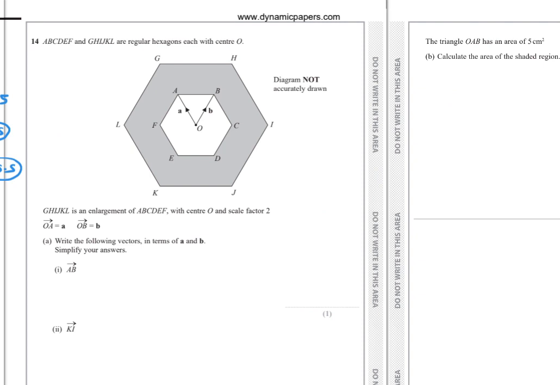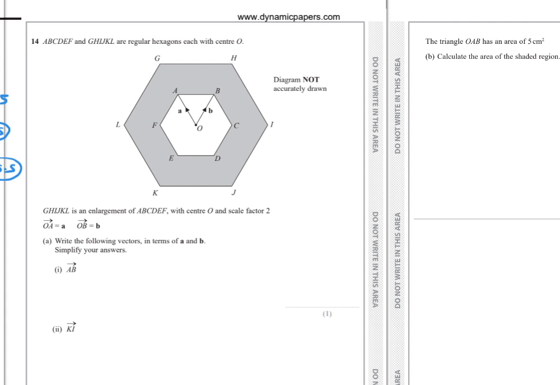Number 14. ABCDEF and GHIJKL are regular hexagons, each with center O. GHIJKL is an enlargement of ABCDEF with center O and the scale factor 2. OA is A. OB is B. Write the following vectors in terms of A and B.